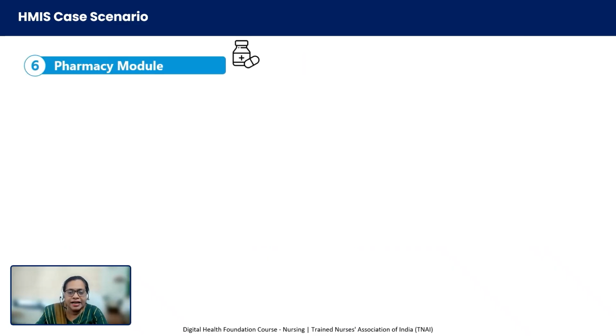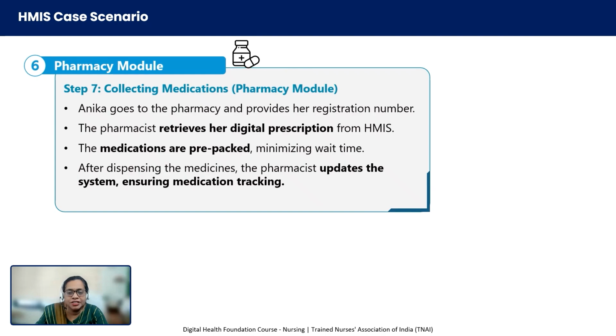And finally, Anika visits the pharmacy with her registration number. The pharmacist again sees her digital prescription directly from the HMIS. No need for any paper slip or confusion. Since the medications are pre-packed and ready, Anika's waiting time is also significantly reduced at the pharmacy. After dispensing, the pharmacist updates the HMIS, ensuring every medication is tracked and accounted for in real time.